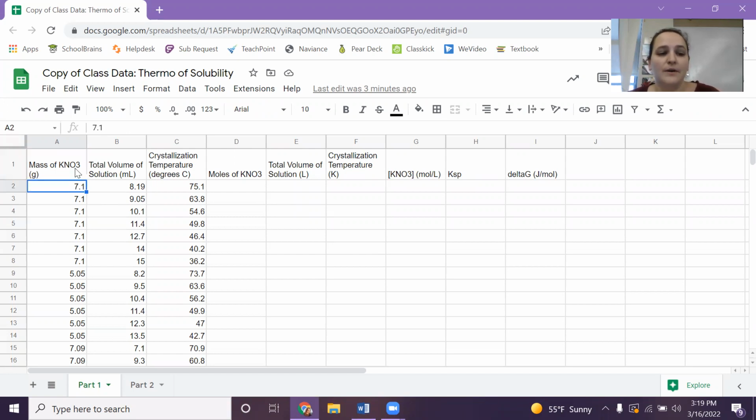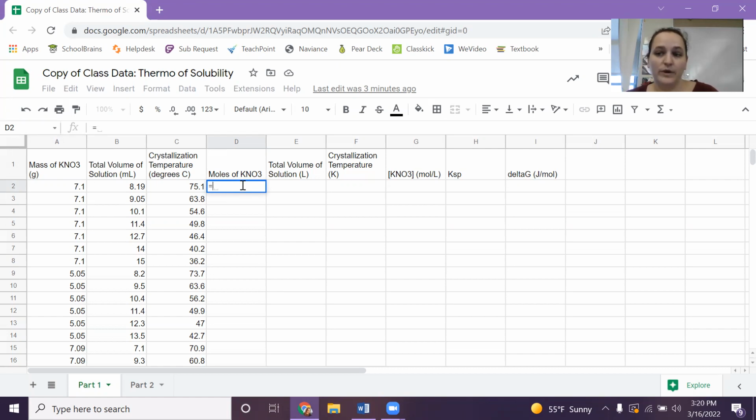So our mass of solute is over here in column A. So to calculate moles from mass, we know that we just need to divide by the molar mass. So when you're using a spreadsheet, in order to tell the spreadsheet that it is going to do math for you, you start with an equal sign as the first thing that you type into your cell. So what we want to do is tell it to take the mass of the sample and divide it by the molar mass. The mass is 7.1 for this trial, but we don't want to type in 7.1.